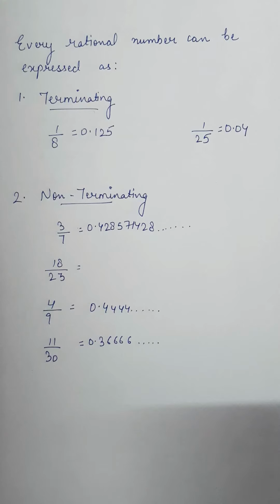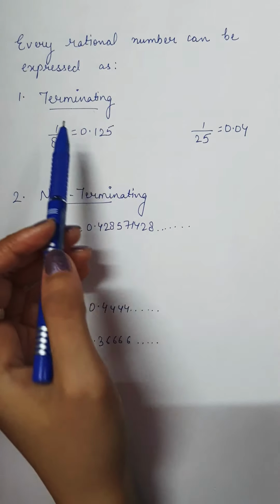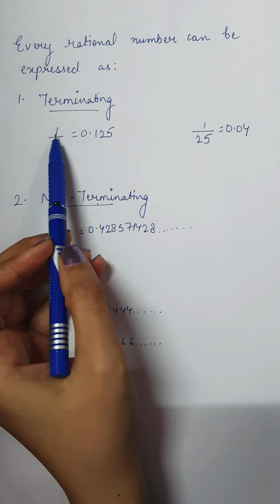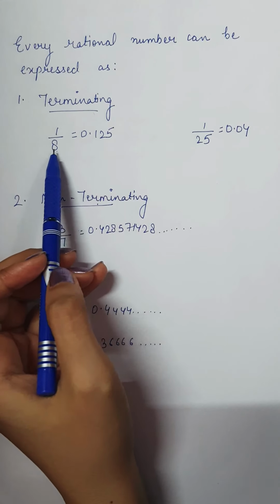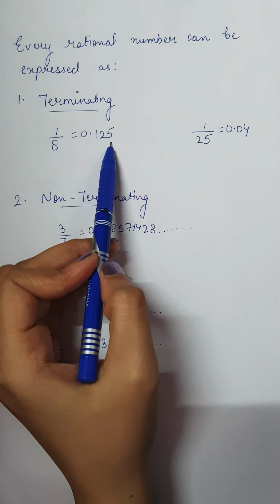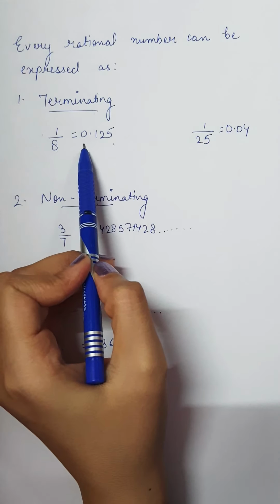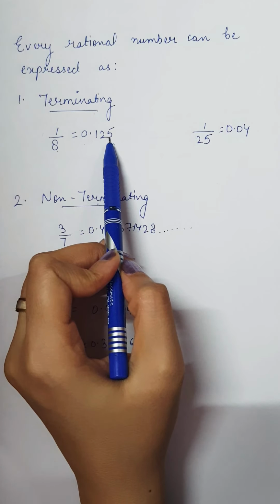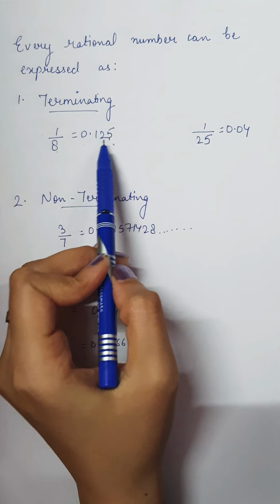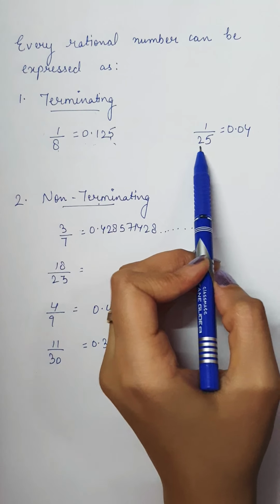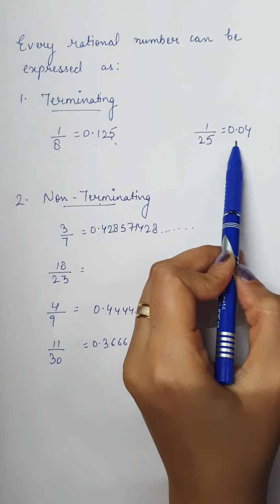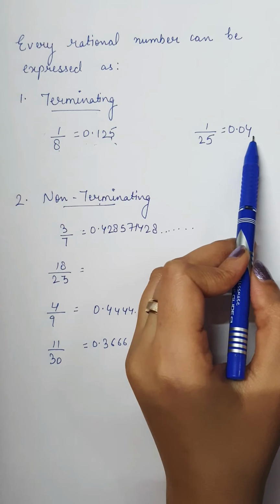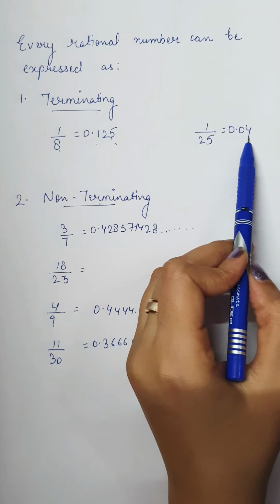Now every rational number can be expressed as terminating or non-terminating. Very simple. 1 by 8 is a rational number. When I divide this, it will give me complete terminating decimal. Terminating means it is ending at 5. That means the remainder is 0 after this. 1 by 25. Completely divisible. That means it is leaving remainder 0 in the end. So the last digit is 4.